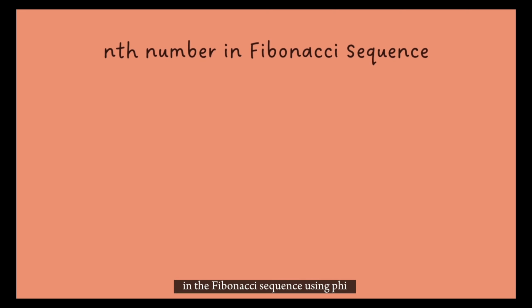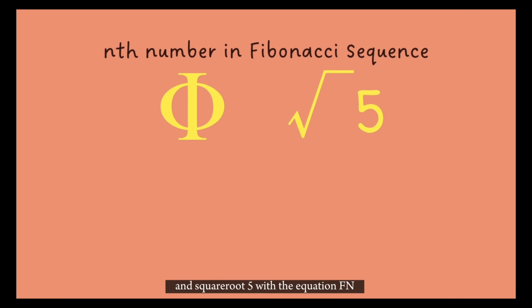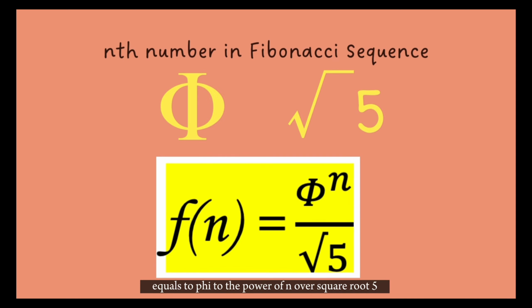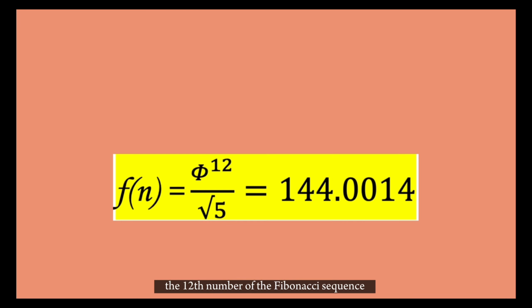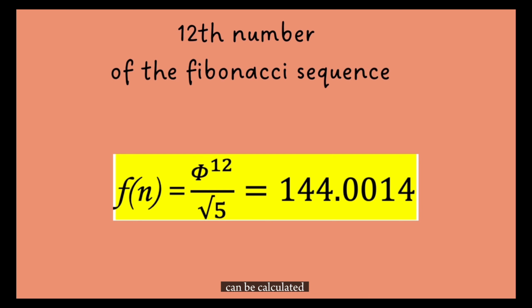You can estimate the nth number in the Fibonacci sequence using phi and square root 5 with the equation Fn equals phi to the power of n over square root 5. For example, the 12th number of the Fibonacci sequence can be calculated: phi to the power of 12 over square root 5 equals 144.0014, which rounds to 144.